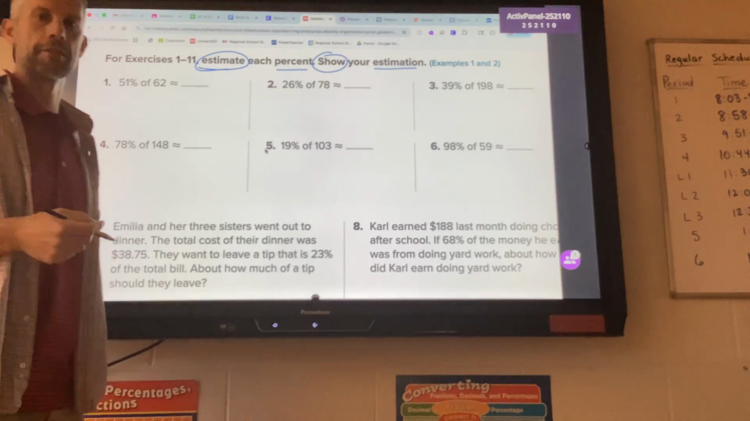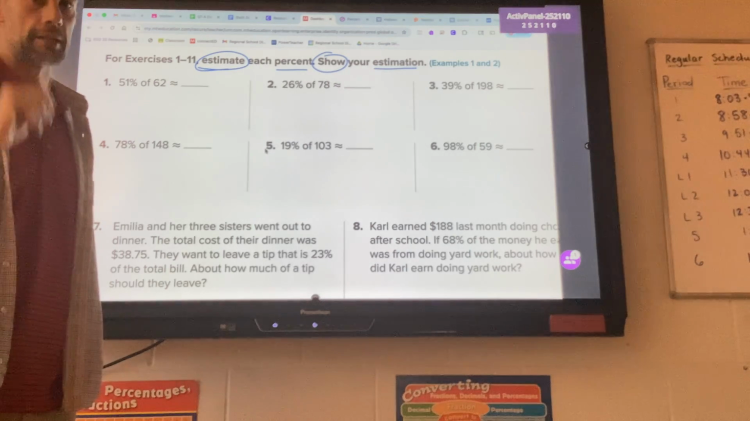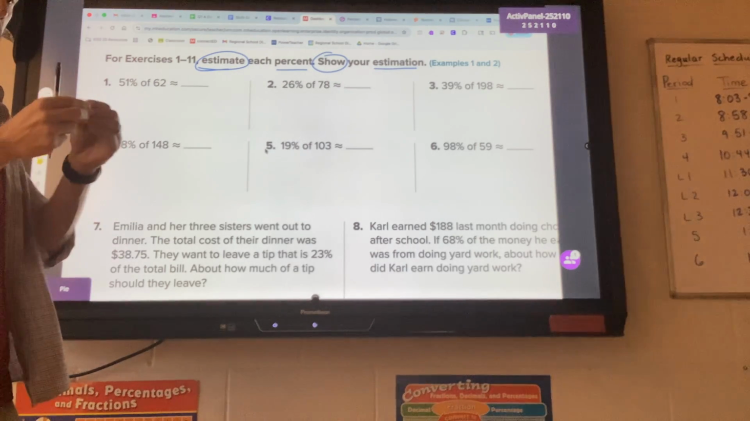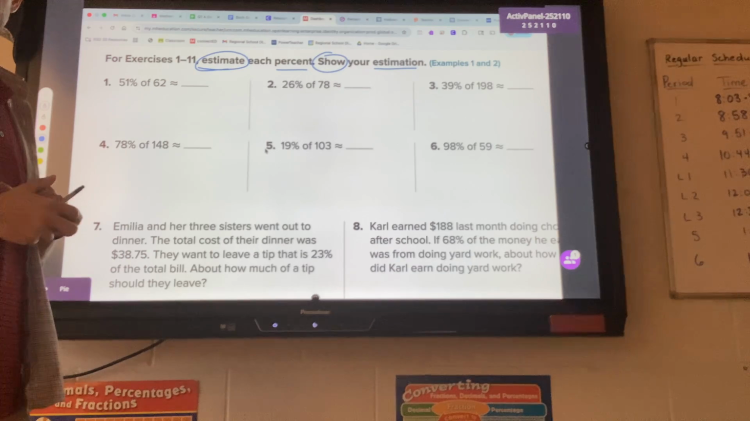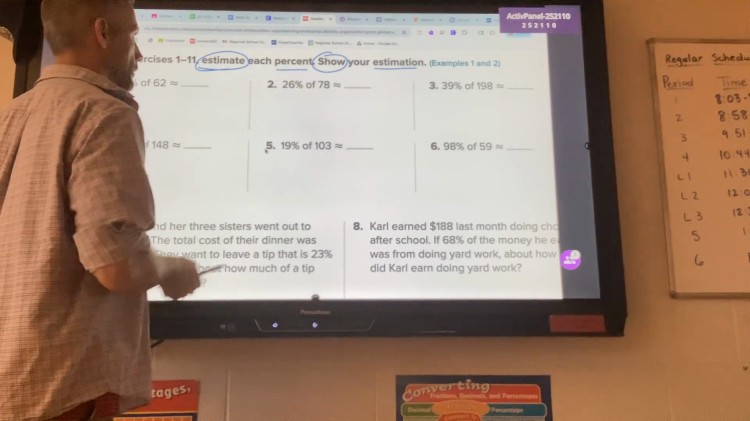We talked about in class today that if it was really an estimate out in the real world, the whole point of it is to make it easy to be able to do it in your head, to make the numbers compatible. So you wouldn't write anything down. But in school, we have to write it down to kind of show what you were thinking. So you have to show your estimation.